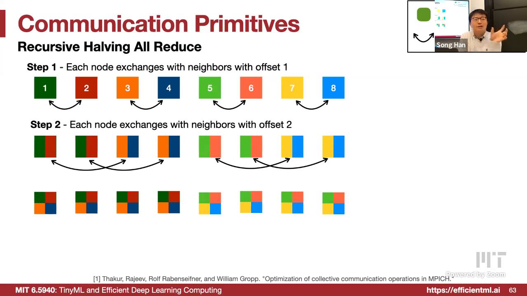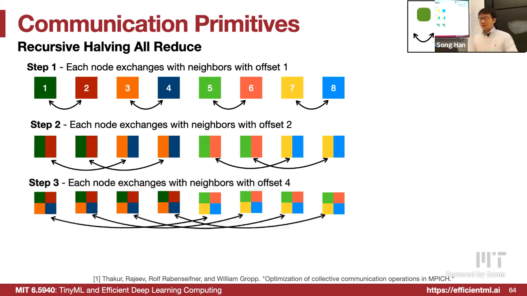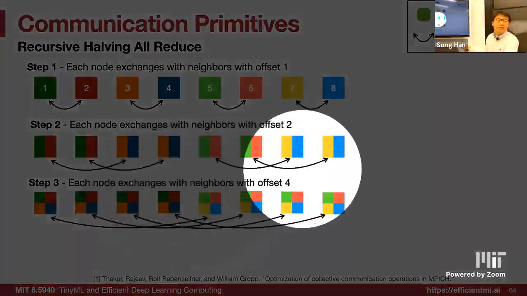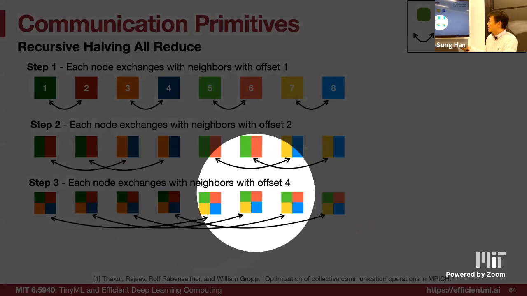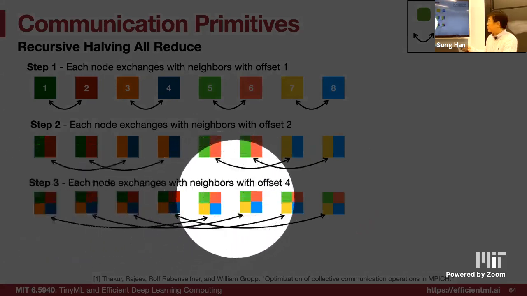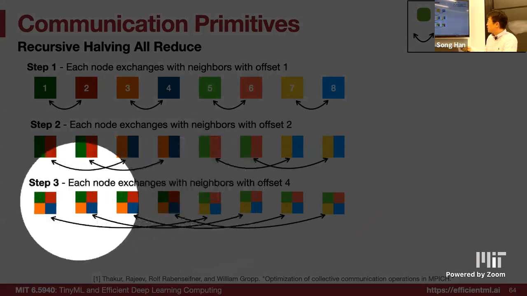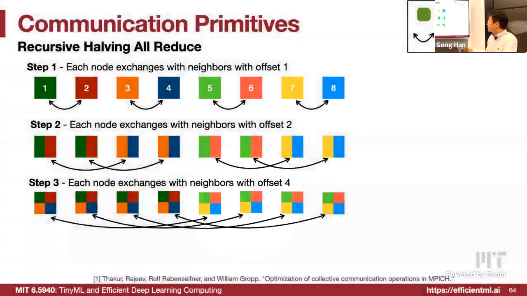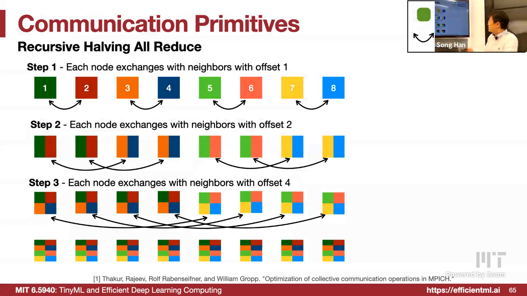With a larger offset. First one with the 5th one, right? So if we exchange with neighbors at offset 4, then the first node and the fifth node will communicate with each other, and the second one with the sixth one. And as a result, this one will also have this color. So all the 8 colors. Each node will have all 8 colors, and we complete this process.